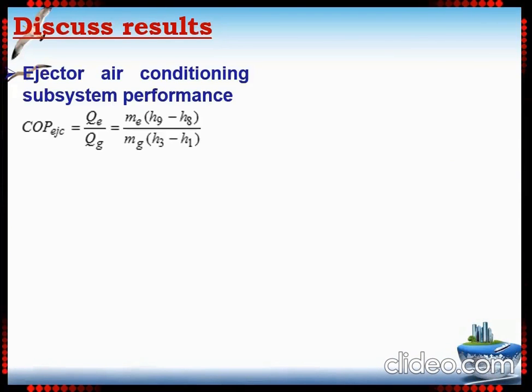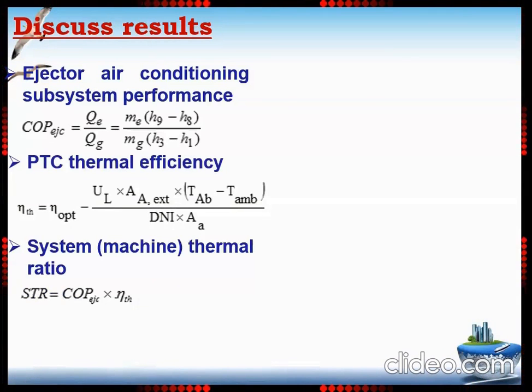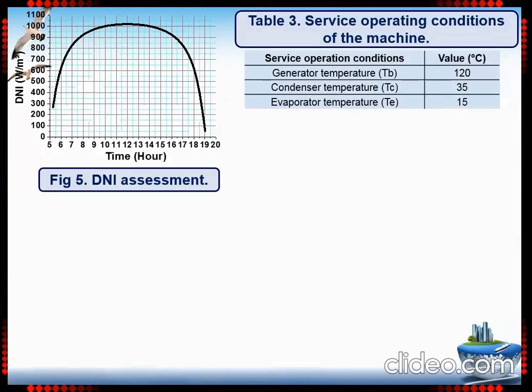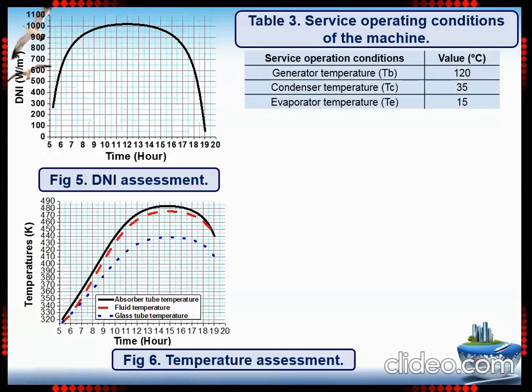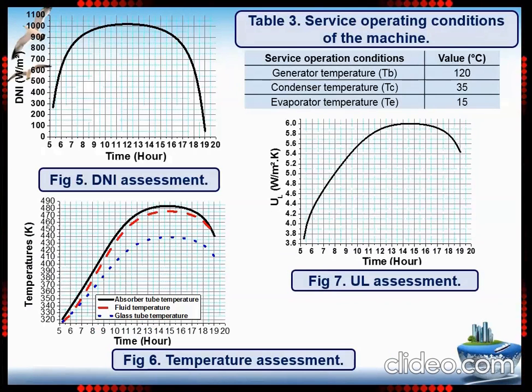Discuss results. Ejector air conditioning subsystem performance. PTC thermal efficiency. Machine solar thermal ratio. Figure 4. Solar ejector air conditioning system for balance analysis. Figure 5. Direct normal irradiance assessment. Table 3. Service operating conditions of the studied machine. Figure 6. Temperatures assessment, receiver tube, heat transfer fluid and glass tube. Figure 7. Estimating the coefficient of total thermal loss for the used solar collector.